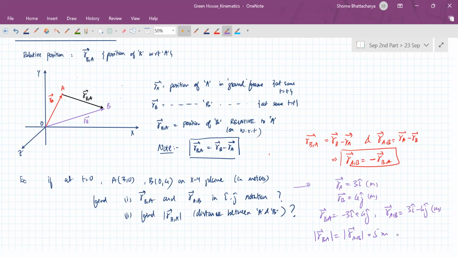Now this whole question we can also understand visually by just drawing a diagram. And if you do that, you will see that it agrees with the vector relations that we've written here.